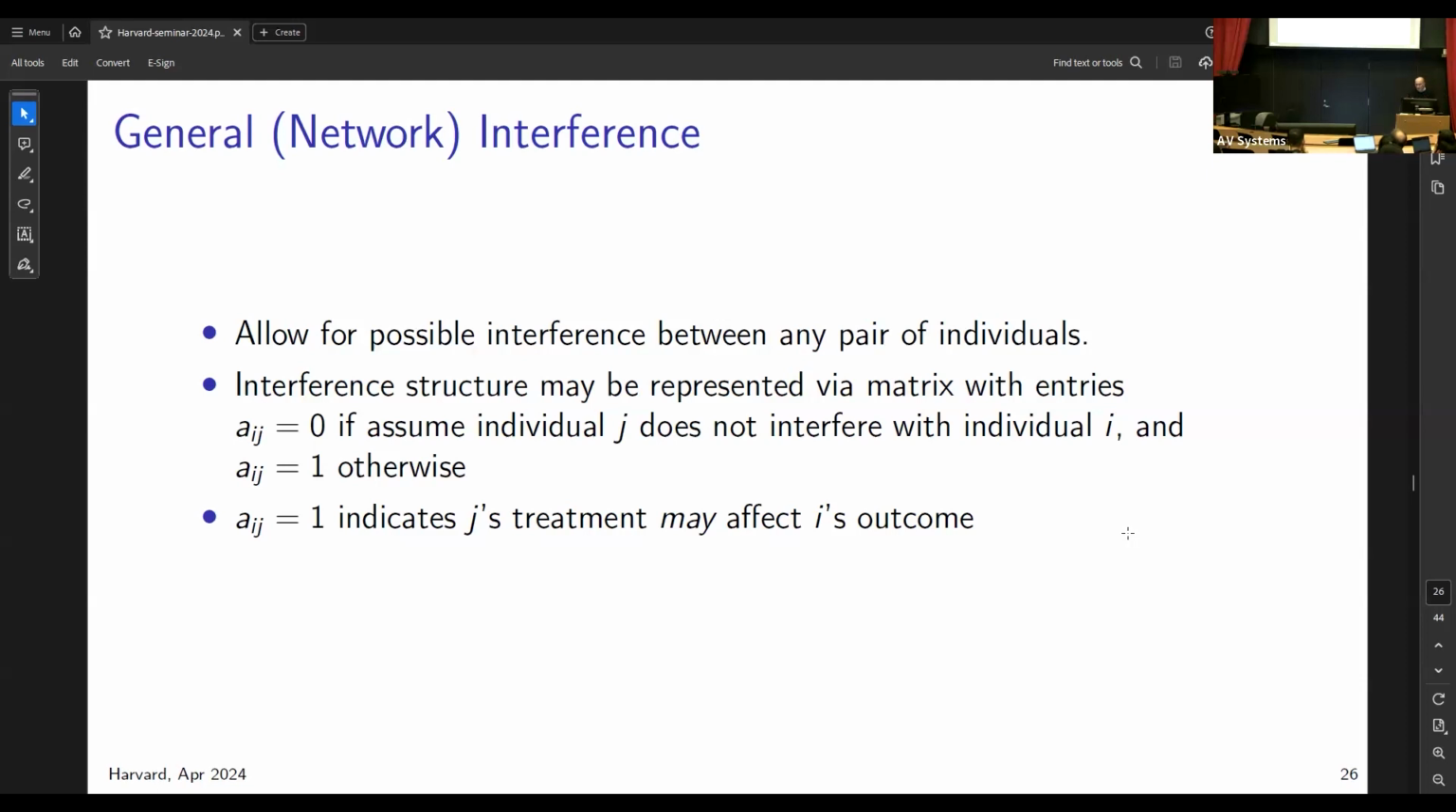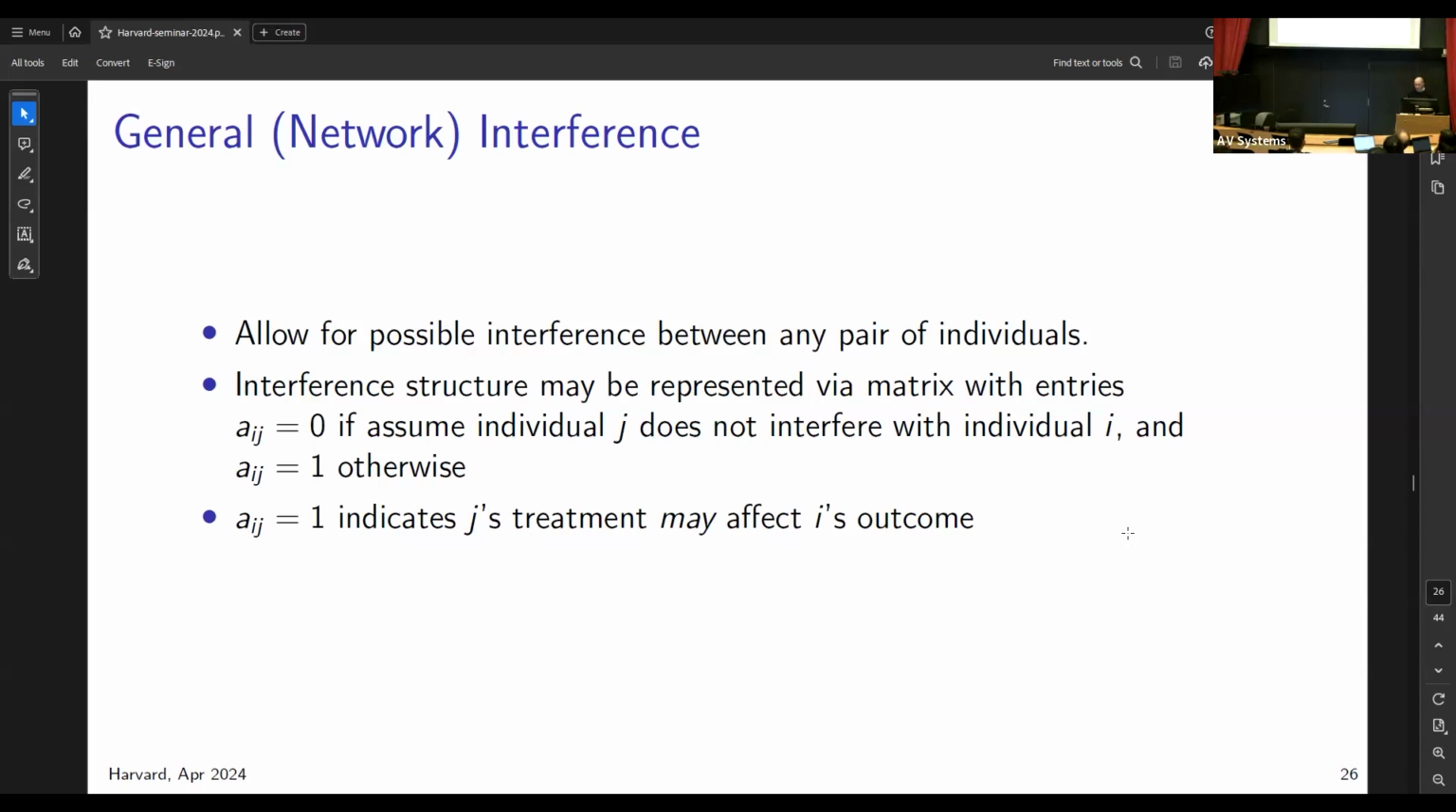But the basic idea is really simple. I'm going to assume that we know something about the interference structure and that we encode it in a matrix of zeros or ones, where 0 in the matrix indicates that I'm willing to assume there's no interference between two individuals. Okay, so Aij is 0 if I'm willing to assume individual i and j don't interfere with each other.